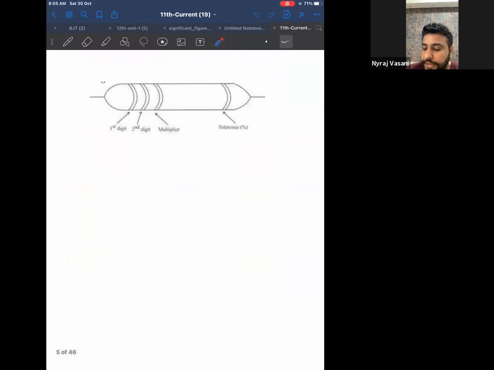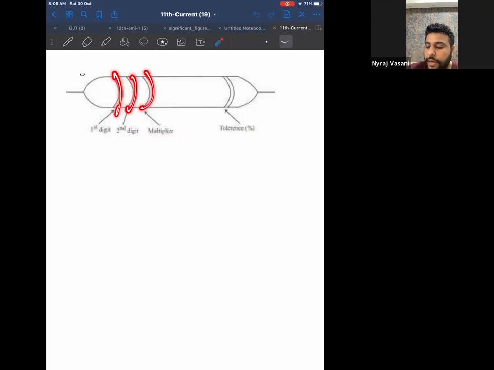So whenever you're given a resistance, you will have 4 colors, correct? Always remember that 3 colors will be together and the 4th color will be a separate color. Okay, all of you. That means the first 3 colors will give you resistance and the last color will give you tolerance. That means the last color is independent of the first 3 colors. Now look at the color band. The first band is called first digit. The second band is called second digit. The third band is called multiplier.